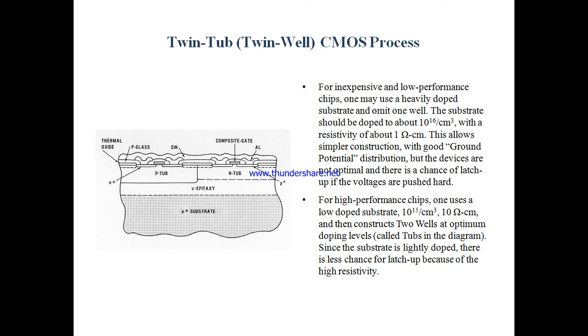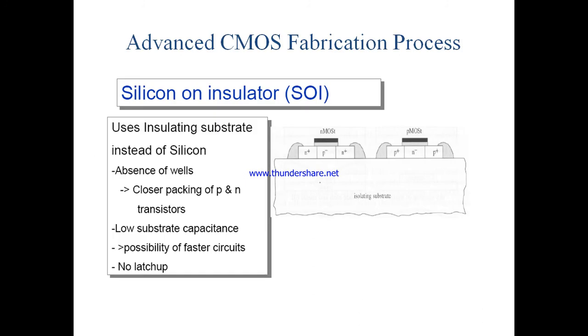For higher performance chips, one uses a low doped structure, 10 to the power of 15 per centimeter cube, 10 ohm centimeter, and then constructs two wells at optimum doping level, called tubs in the diagram. Since the substrate is lightly doped, there is less chance of latch-up because of the high resistivity.